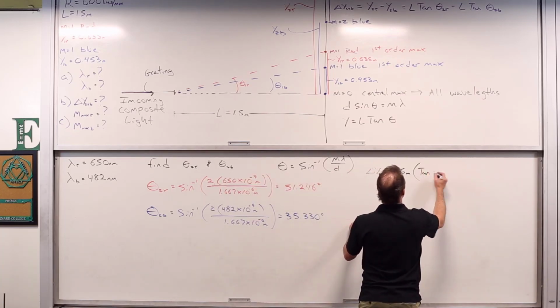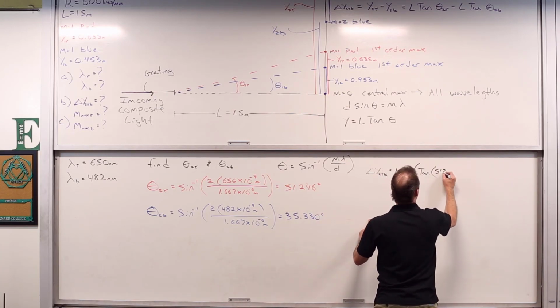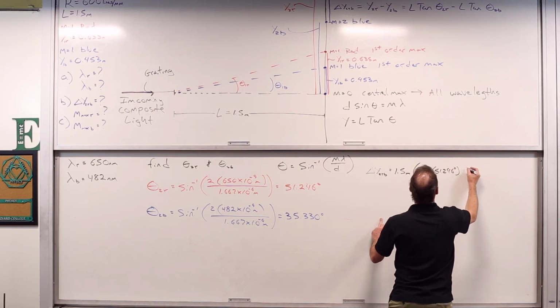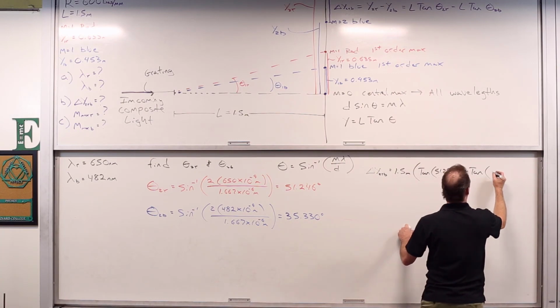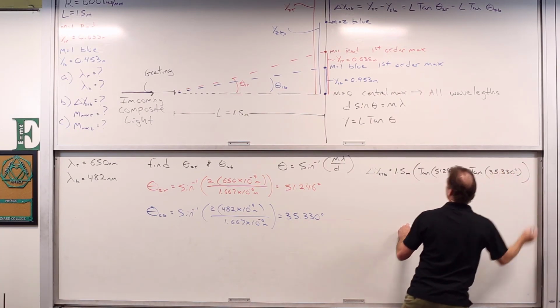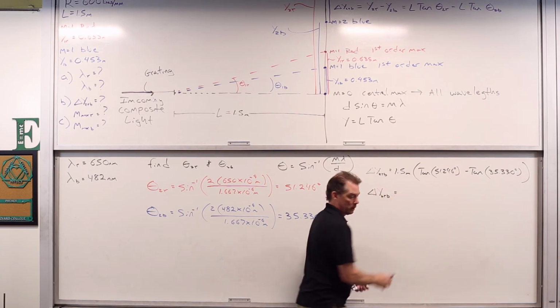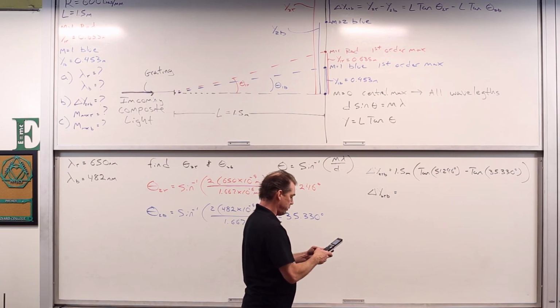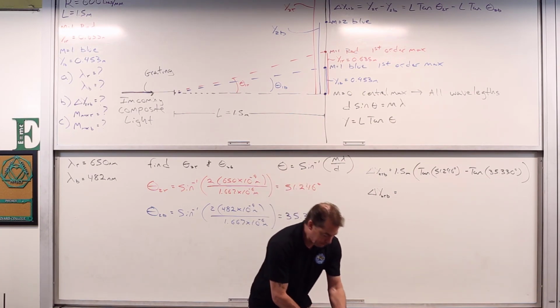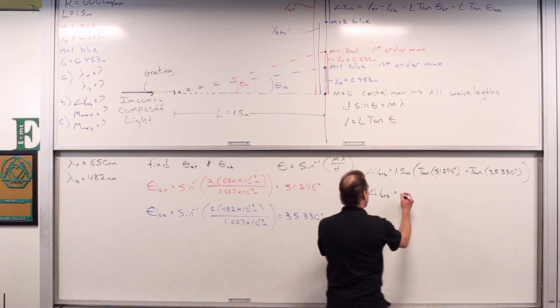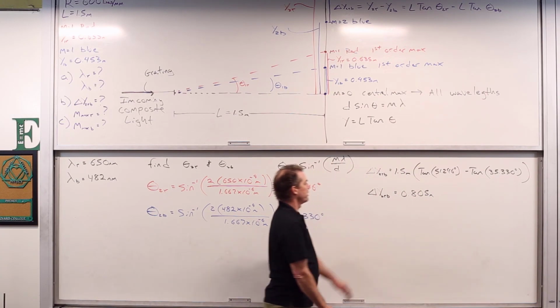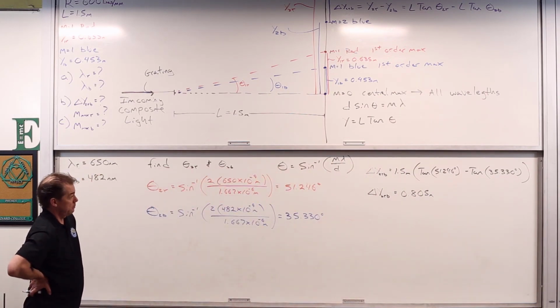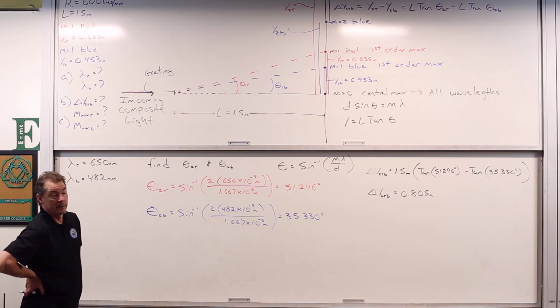So we've got the tangent of the red 51.246 degrees minus the tangent of the blue 35.330 degrees. And that gives us delta Y2 red blue being equal to 1.5 times the tangent of 51.246 minus the tangent of 35.330, which is 0.805 meters, separated by 80.5 centimeters. So pretty big. That's pretty cool, huh?